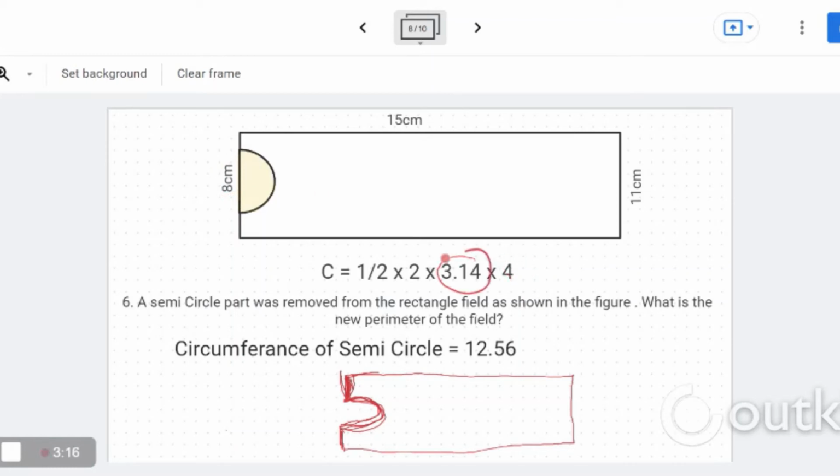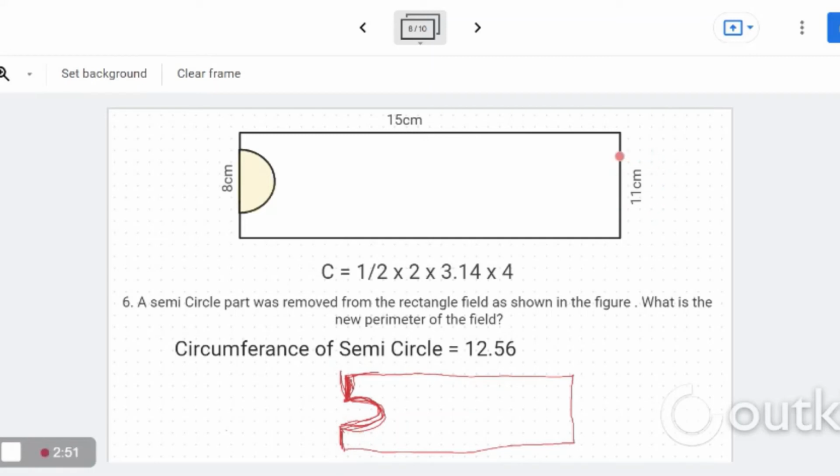This is my pi, this is my 2. So 2 into pi into r. But since it is a semicircle, I have taken half. So half into 2 into pi into r. When I solve this, I get 12.56. Now this is the circumference of my semicircle. But don't forget, this particular area and this particular area still exist. So this entire side is 11.